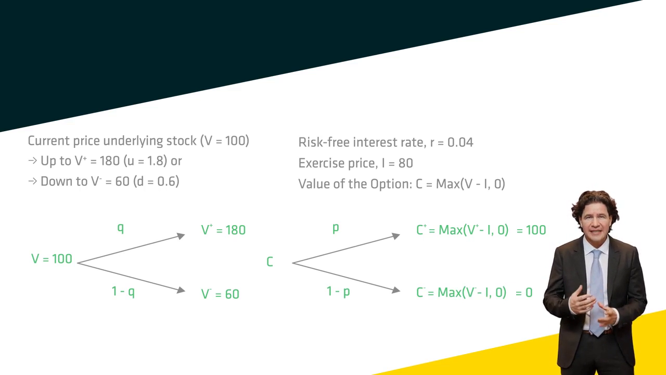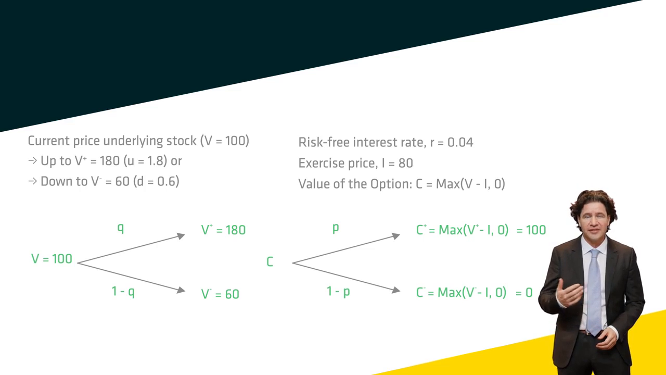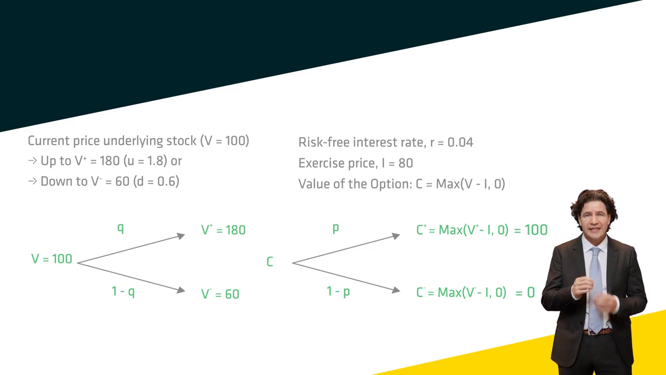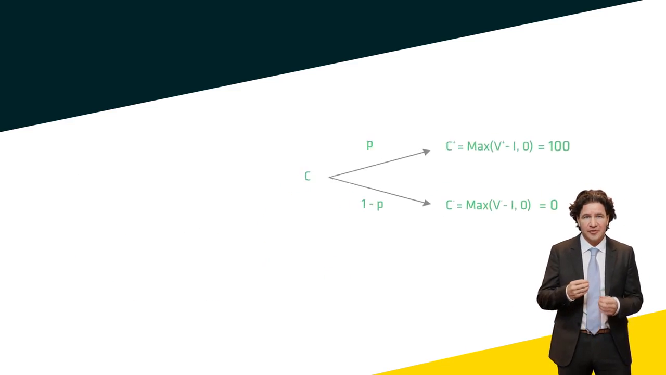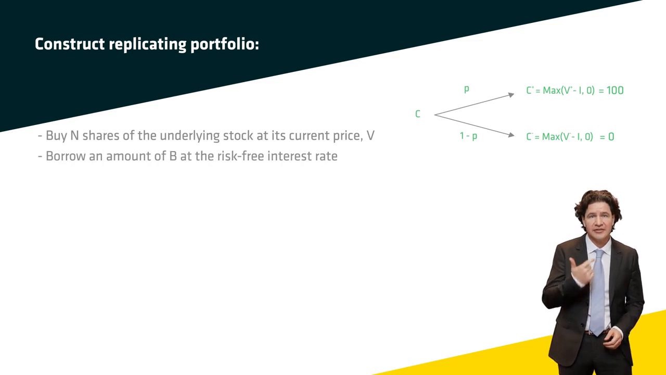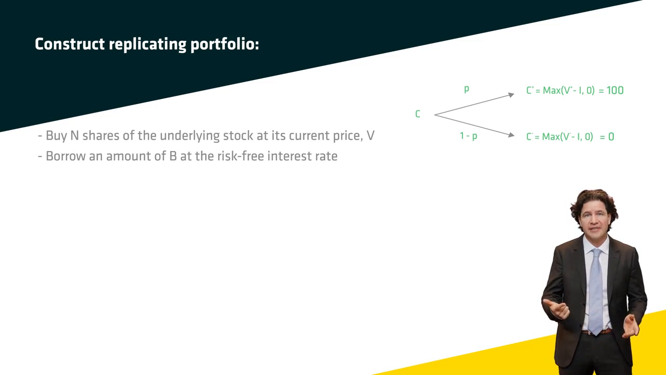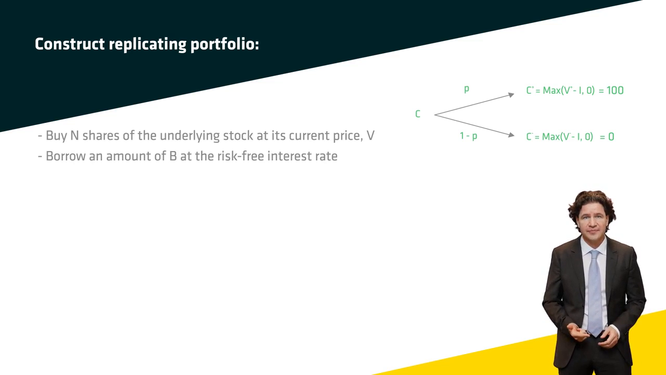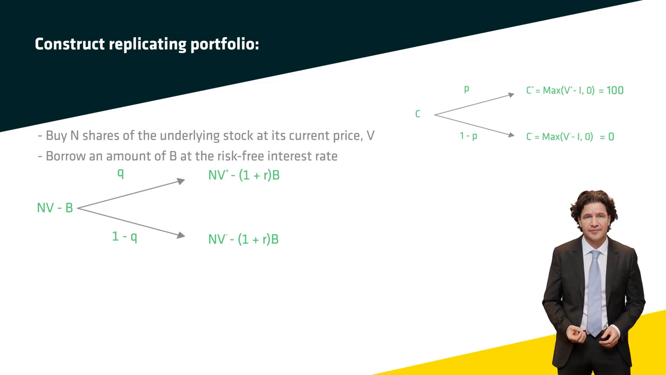Suppose now that we can actually construct a portfolio, as described above, to replicate these two payoffs. So the portfolio consists of, one, buying N shares of the underlying stock at its current price, and two, financing this by borrowing an appropriate amount B against the risk-free rate. This can be treasury bills. So the call option consists of buying N shares, with a borrowed amount of B at the rate R.